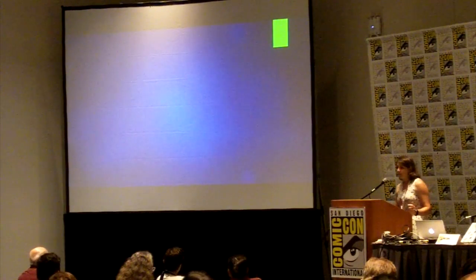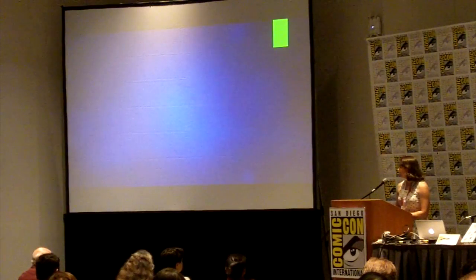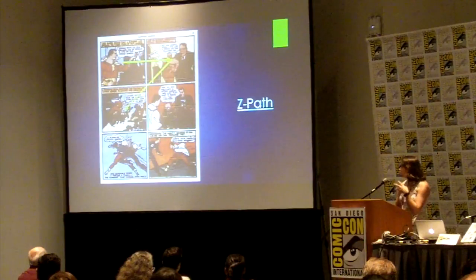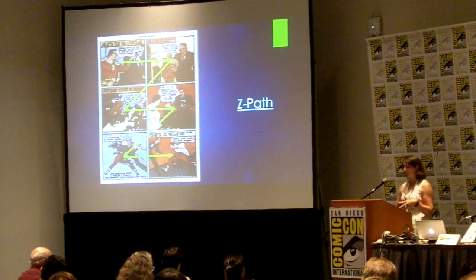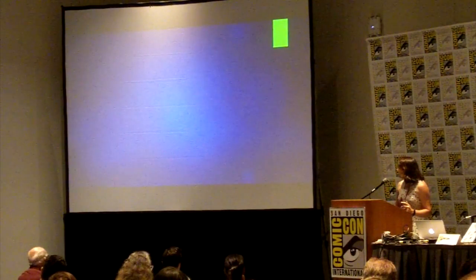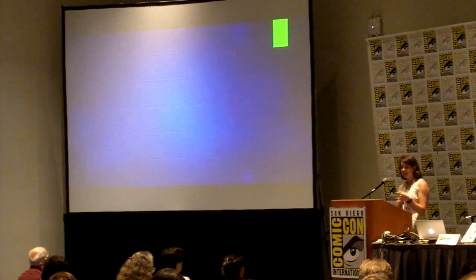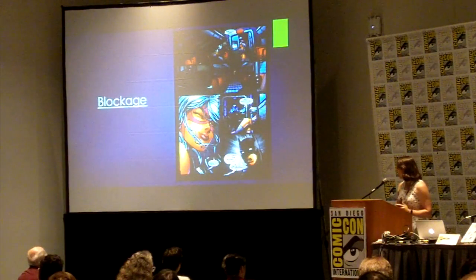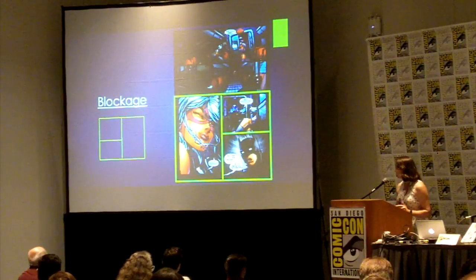Before we get into the meat of the study, I just want to go over a couple of quick things, some of which you've already seen before. The first is Z-path, which Brock had pointed out, which is just starting in the upper left-hand corner panel, moving over to the right, down again, and so on and so forth. However, there are some deviations away from Z-path. One, which you've already seen, is blockage, which is merely one larger panel next to two smaller panels stacked one on top of the other.